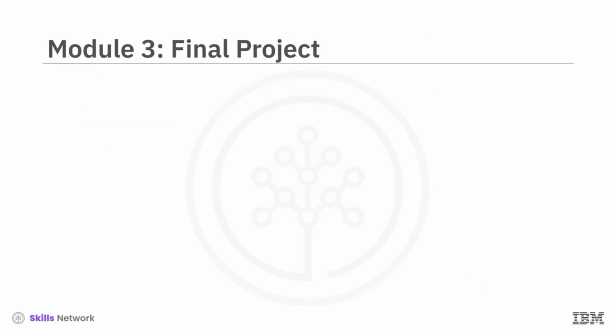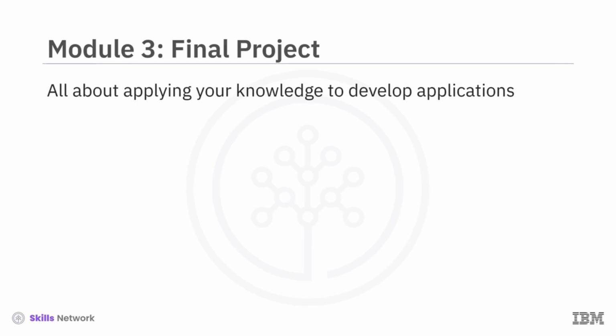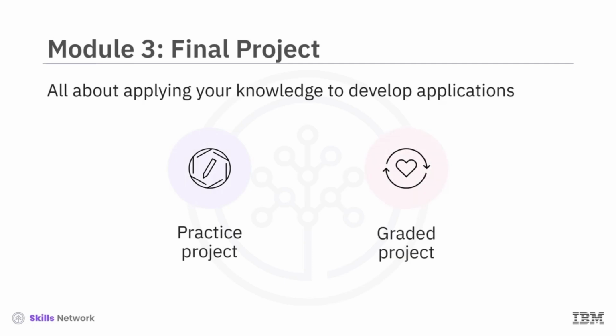Finally, in Module 3, you will have the opportunity to apply all your knowledge from the previous modules to develop functional web applications and AI-based web applications using Watson embedded AI libraries. With one practice project and one graded project, you will be able to demonstrate your proficiency in creating and deploying applications using Flask. You must submit your work for the graded project to your peers.